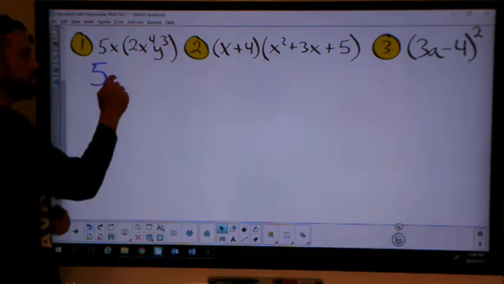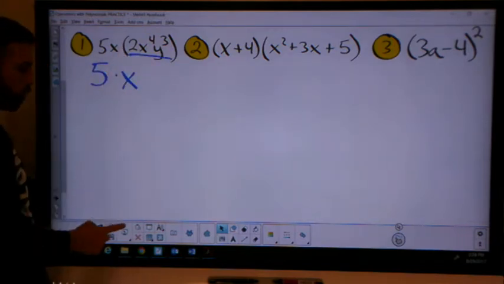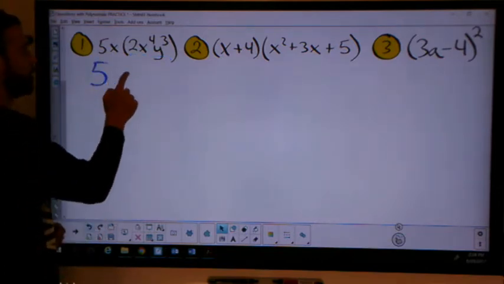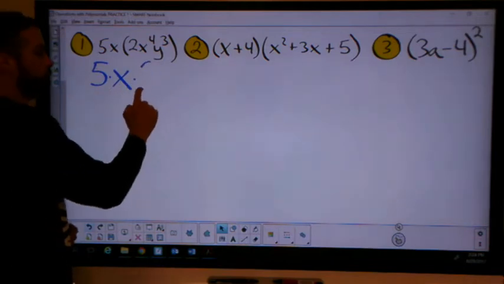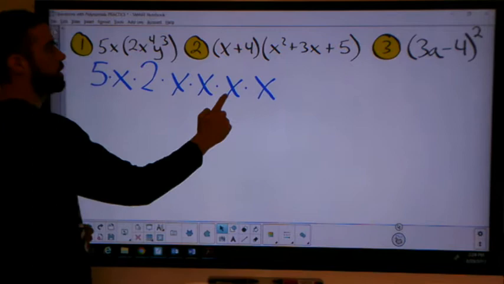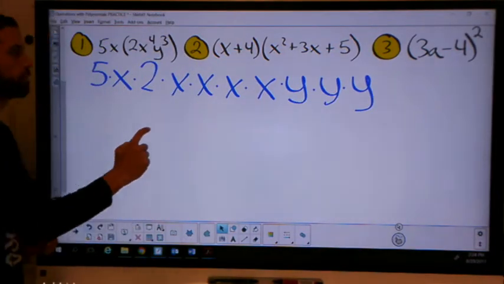5x really means 5 times x. And then 2x^4y^3 means the 2 is multiplying 4 copies of x. And then y cubed means there are 3 copies of y.